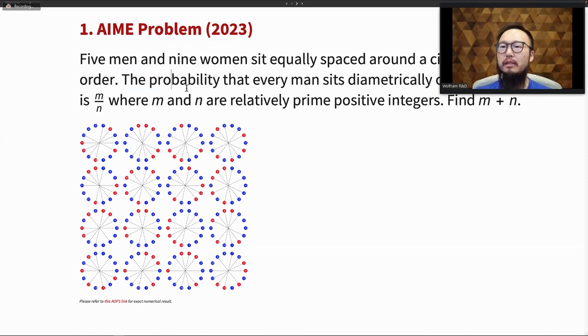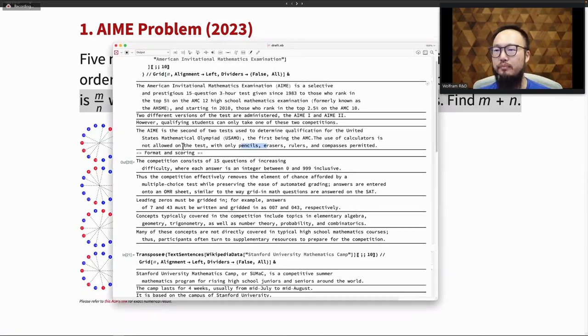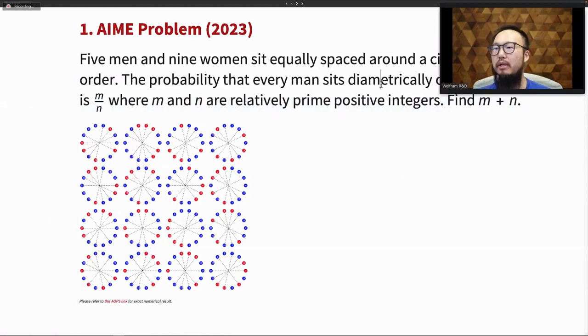So basically we are going to find the probability that every man sits diametrically opposite to a woman. The last part is basically the style of AIME. You need to find a solution from 000 to 999. You have to write 3 digits. This is the format of an answer that's required in AIME. But eventually the problem just asks about the probability that every man sits diametrically opposite to a woman. Okay, let's see the simulation here.